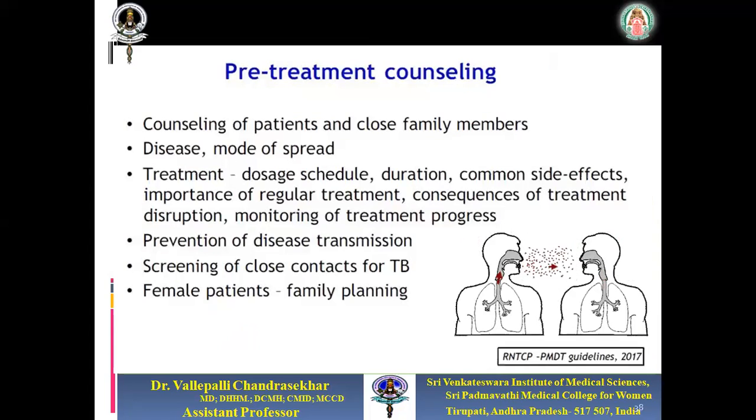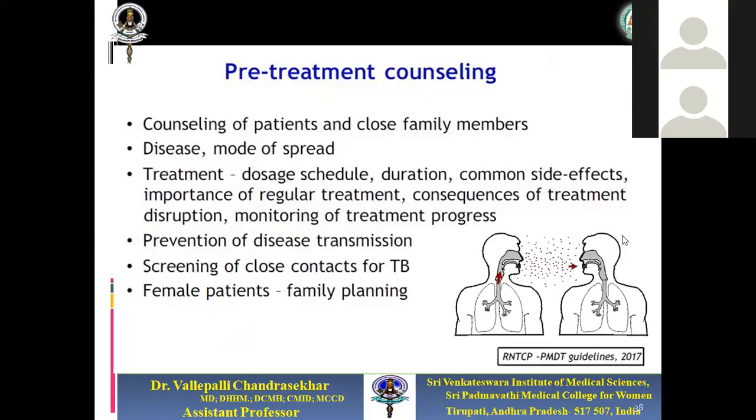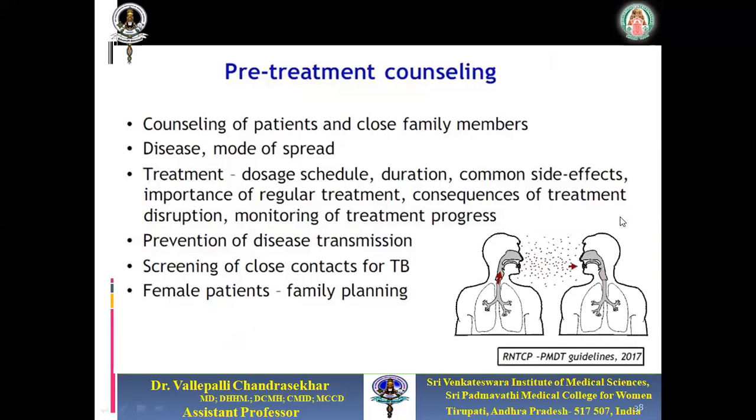So you have to give some pre-treatment counseling. Again, counseling of patients and close family members who are associated with the patient. That is, about the disease and what is the mode of spread. You have to make it clear to them and counsel them. Then treatment: what is the dosage schedule? What is the duration? What are the common side effects encountered with this regular treatment? What are the different consequences of treatment interruption? What will happen if they stop or have poor adherence? Then monitoring of treatment progress.